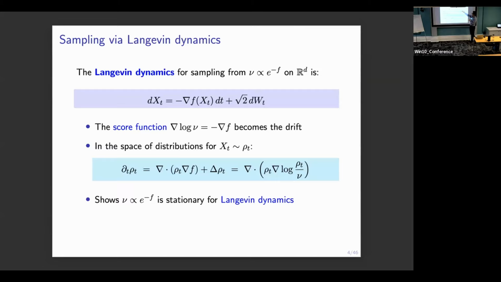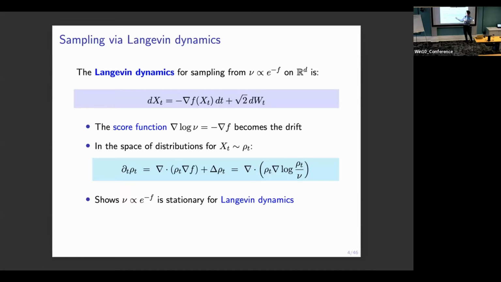Why the stationary distribution is either minus f. But if we look at how this Langevin dynamics corresponds to the evolution of the density in the space of distributions, then we have this result saying that if x_t follows this Langevin dynamics, then the distribution rho_t follows a PDE, this Fokker-Planck equation. So this is just a translation.